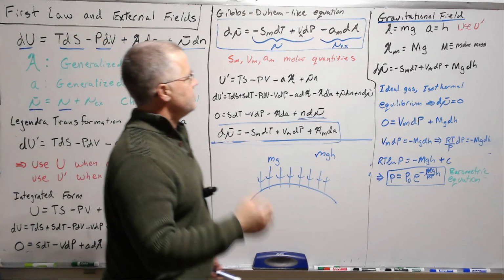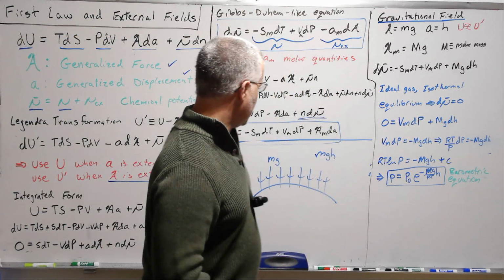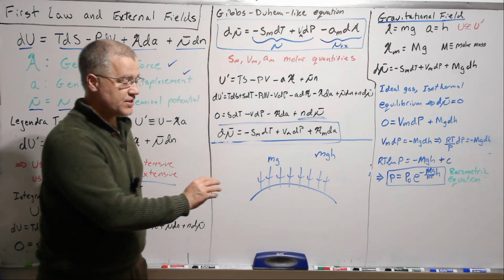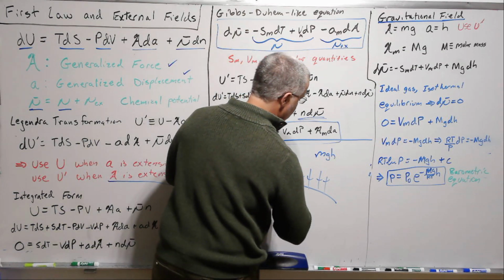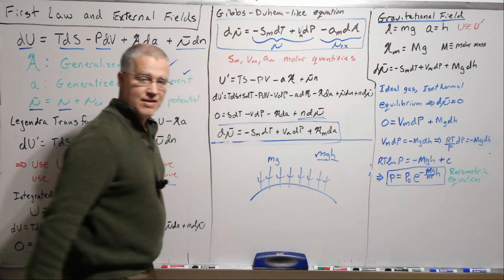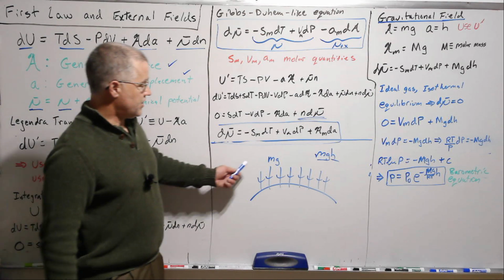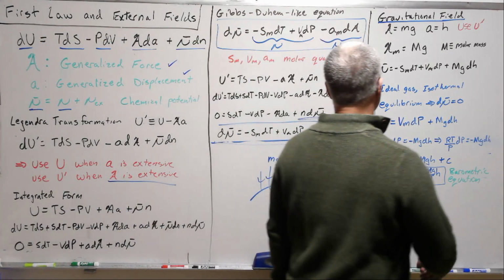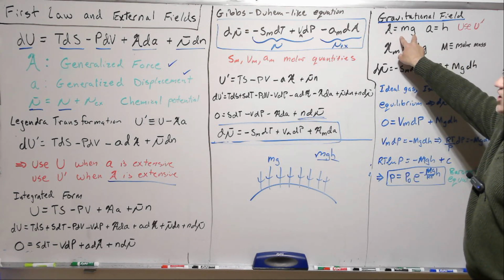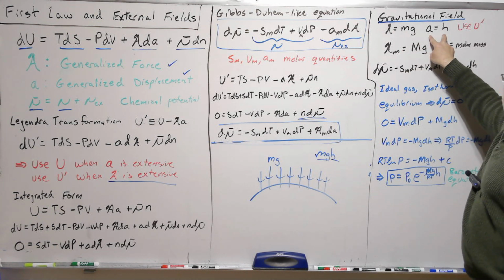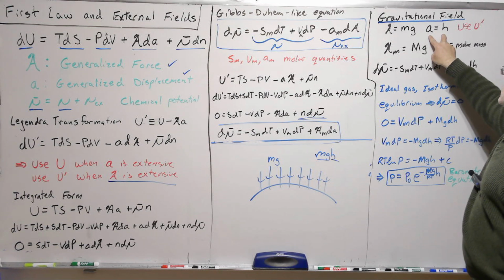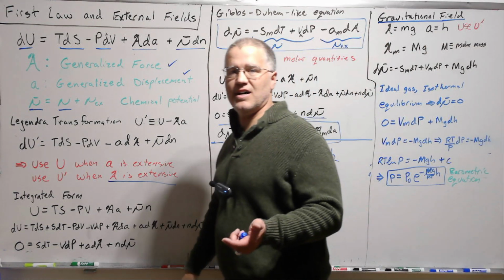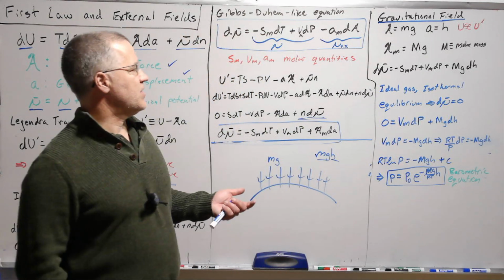Okay, so what is the generalized force? What is the generalized displacement? Well, here's the gravitational force. So this is a real force, and this is a real displacement. So not even generalized here. So there's the real force. There is the displacement. So generalized force is mg, and generalized displacement is h. M is, of course, extensive. M, the mass, depends on the amount of material.